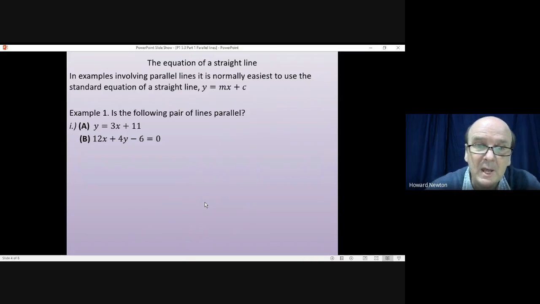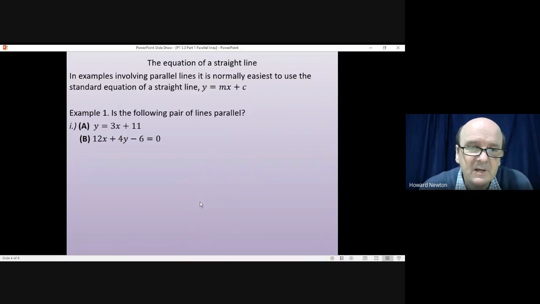Okay, example 1. Is the following pair of lines parallel? And you've got line A, y equals 3x plus 11, and line B, 12x plus 4y minus 6 equals 0. Have a go at this yourself, pause the video, and then come back to me when you're ready.